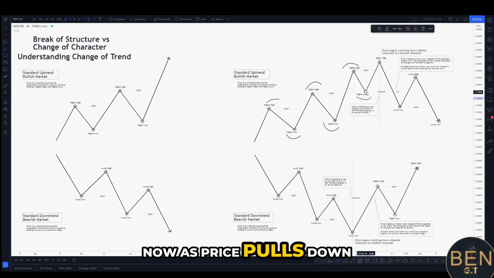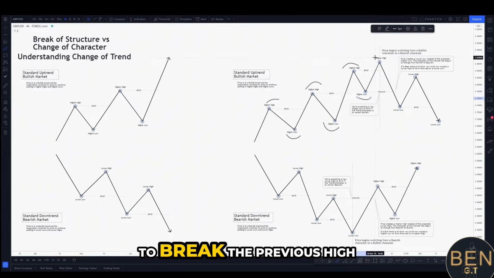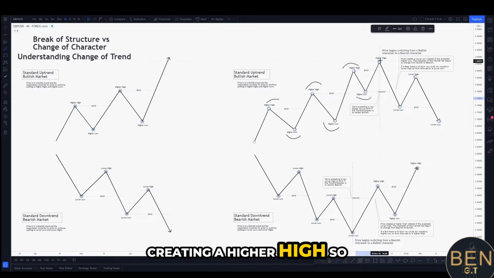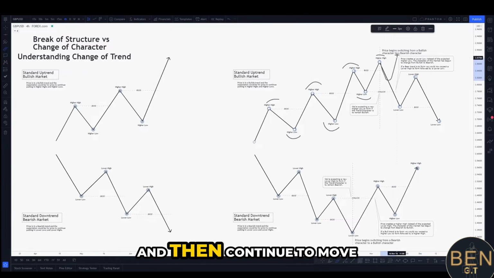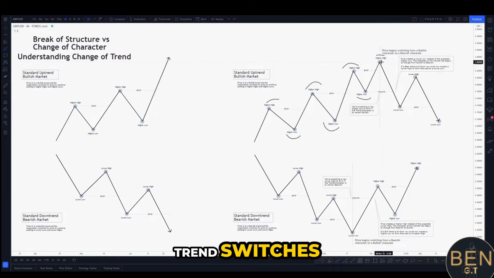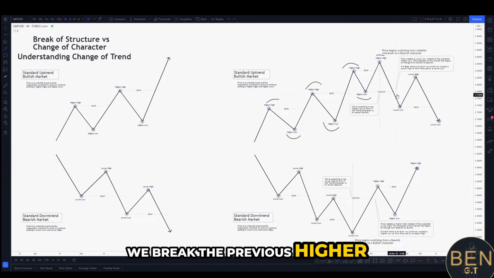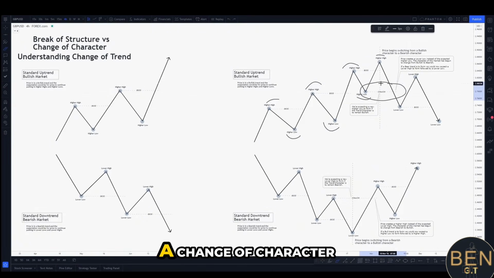Now, as price pulls down to make a higher low, we're expecting that the next move will be to break the previous high, creating a higher high. So once we form that higher high, we're expecting that as price begins to retrace, at some point price is going to find a level of demand to then form a higher low and continue to move to the upside. But what happens when the trend switches? Instead of forming a higher low, we break the previous higher low, forming a lower low, and that is known as a change of character.